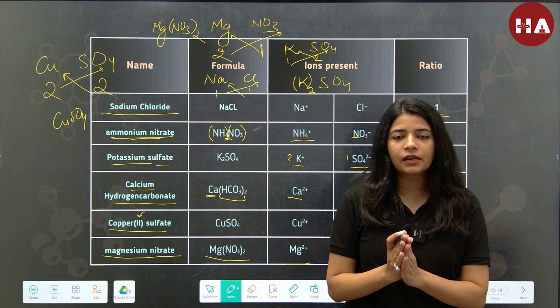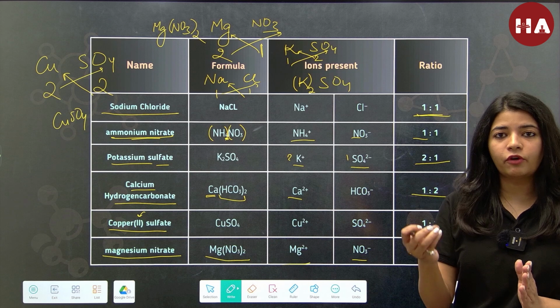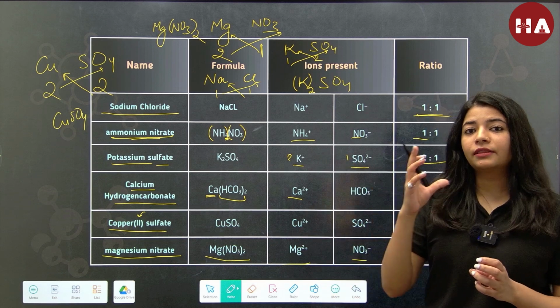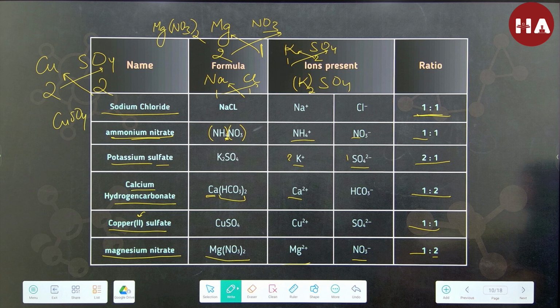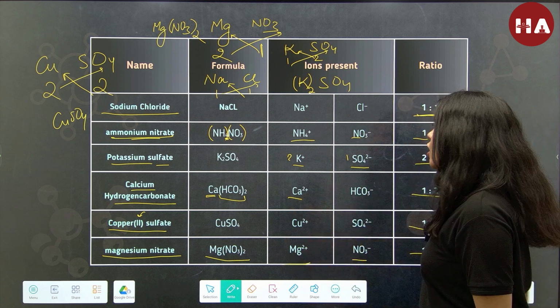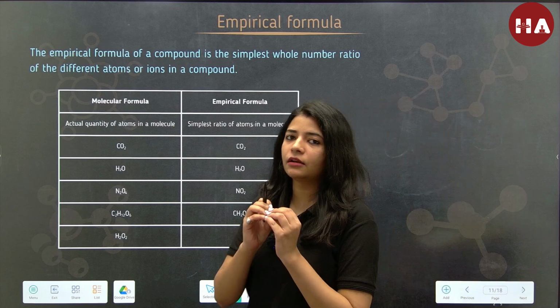I hope this is clear how we find out the ratio and how we deduce the formula. If you wish to write this down or take a screenshot, then please do so. Okay, I hope this is very much understood by you. It is very easy. Now let's move on to the next topic. Again, this is going to be your last topic and very easy.